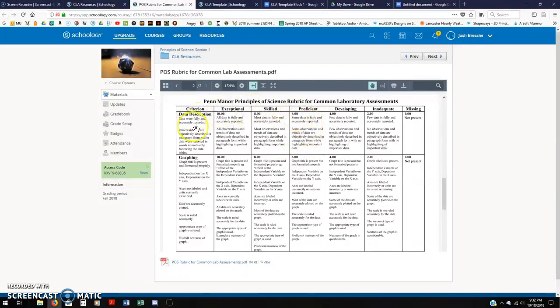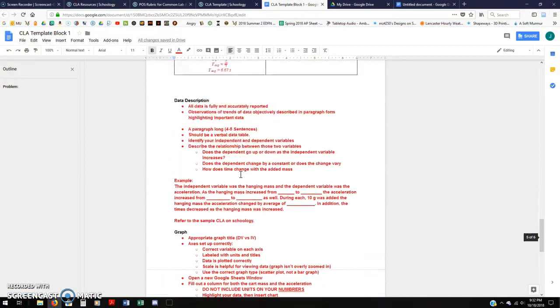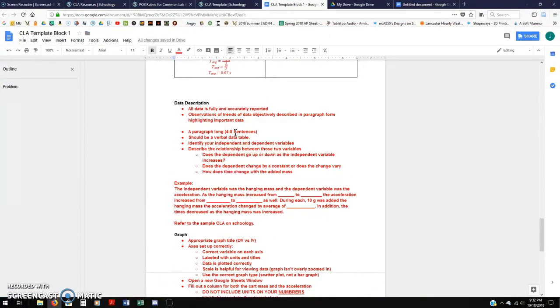So what I'm really looking for as I grade these things is that you're getting all the trends that show up in your data table. I will look for them myself and then go to your data description to see if I see you describing them. If you look at the template here, I'm going to write an example here as well, but you want to make sure that that's the objectives again.